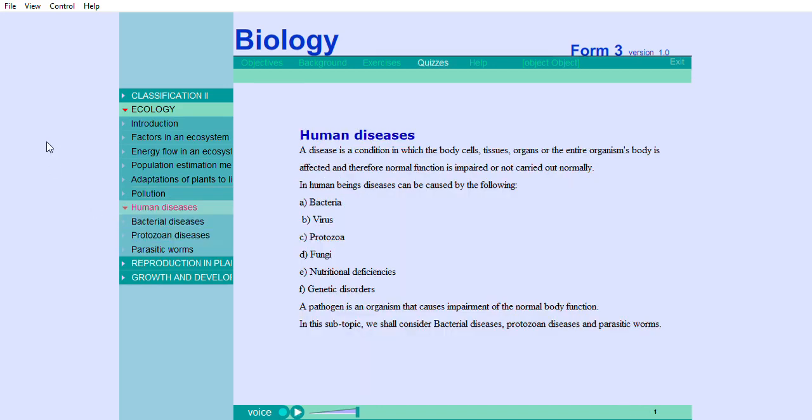Human diseases. A disease is a condition in which the body cells, tissues, organs, or the entire organism's body is affected and therefore normal function is impaired or not carried out normally. In human beings, diseases can be caused by the following: bacteria, virus, protozoa, fungi, nutritional deficiencies, and genetic disorders. A pathogen is an organism that causes impairment of the normal body function. In this subtopic, we shall consider bacterial diseases, protozoan diseases, and parasitic worms.